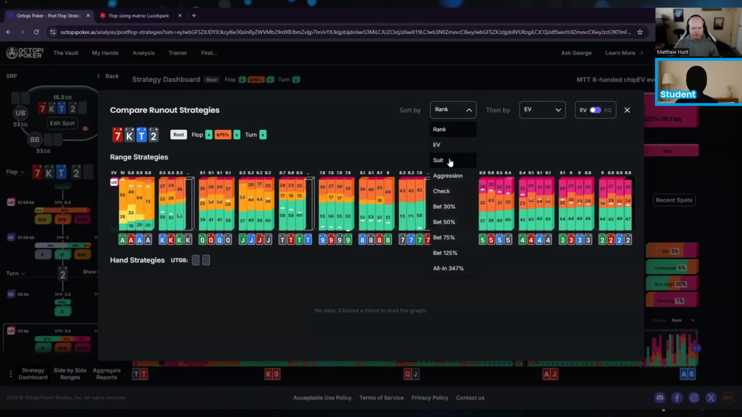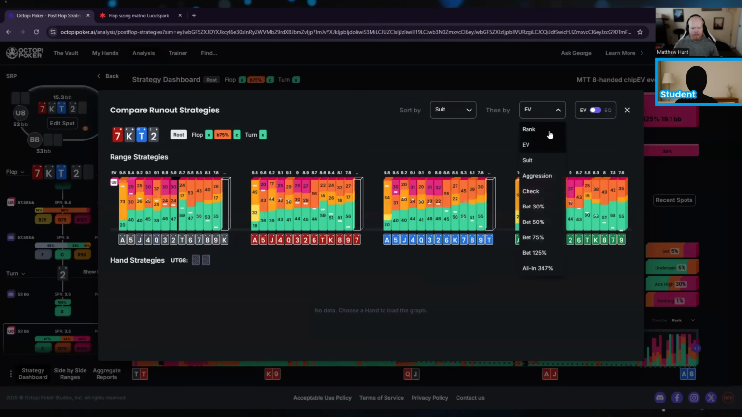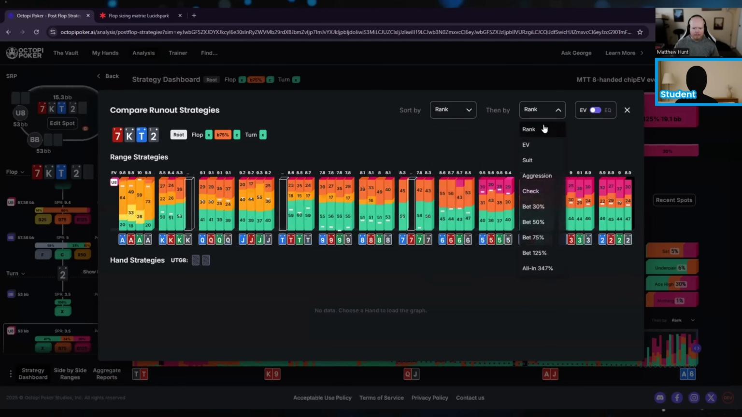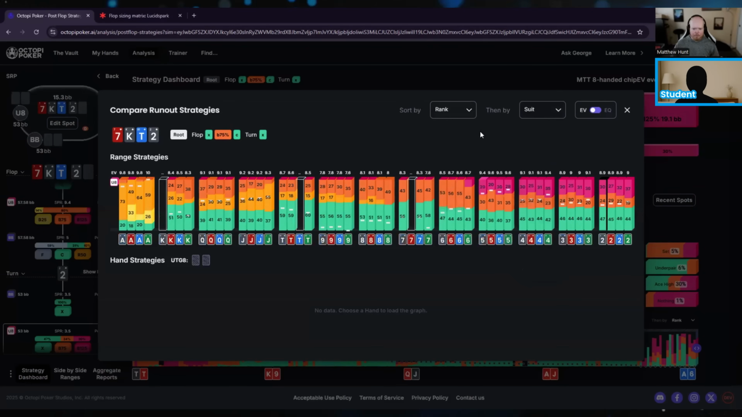And if I was to go suit and rank here, there's not a ton of variation based on the suit, because the flop is rainbow, right? The suit of the turn doesn't matter as much when the flop is rainbow. So we don't have to care that much about that. Instead, the rank and then the suit are pretty good ways to take a look at these turns.